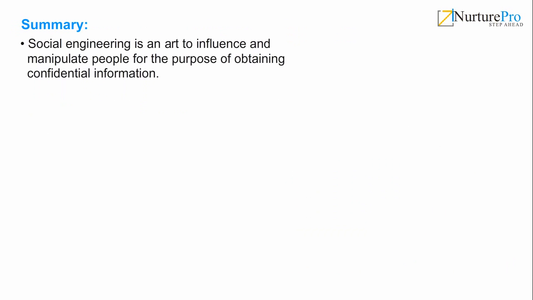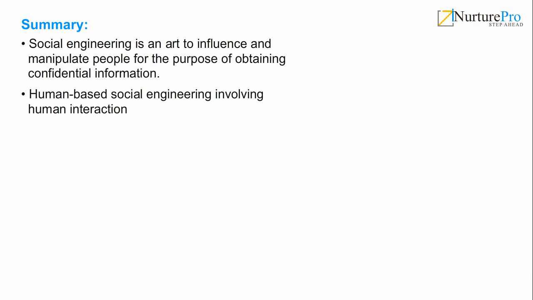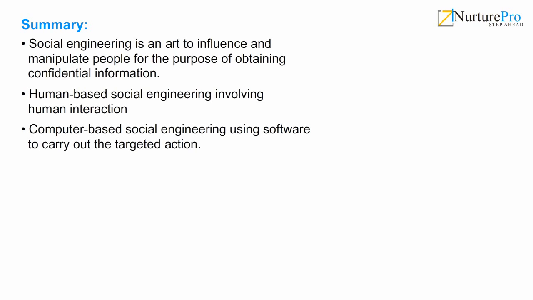To summarize, social engineering is an art to influence and manipulate people for the purpose of obtaining confidential information. There are human-based social engineering, involving human interaction, and computer-based social engineering, using software to carry out the targeted action. There are multiple methods of accessing confidential information from targets.